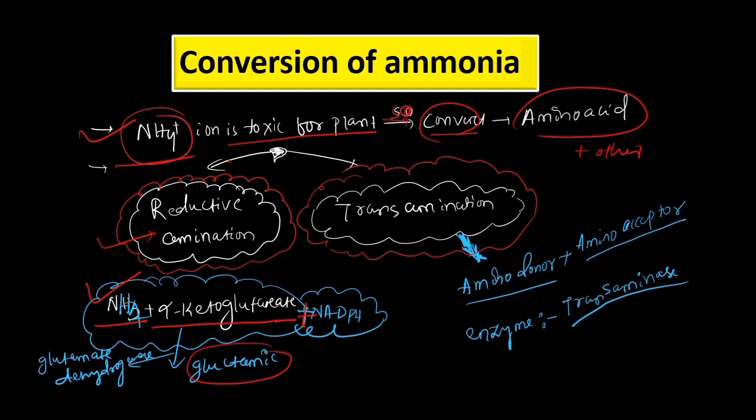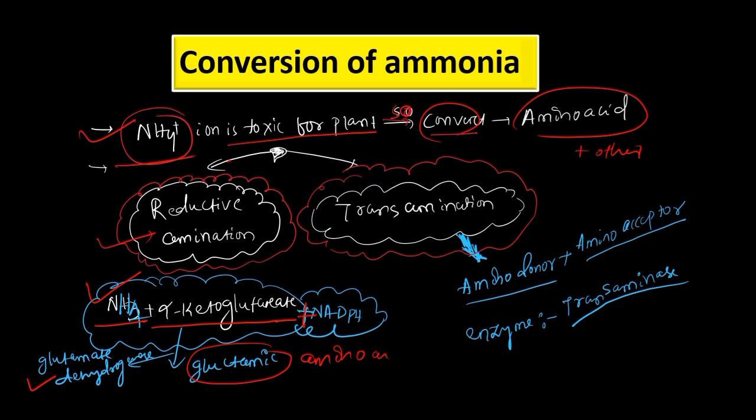This glutamic acid is an amino acid, and this amino acid formation occurs through an enzyme called glutamate dehydrogenase. This glutamate dehydrogenase converts ammonium plus alpha-ketoglutarate plus NADPH to glutamic acid. This glutamic acid is an amino acid formed through the enzyme known as glutamate dehydrogenase.